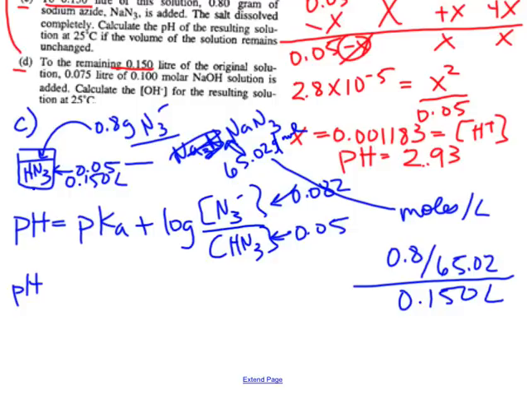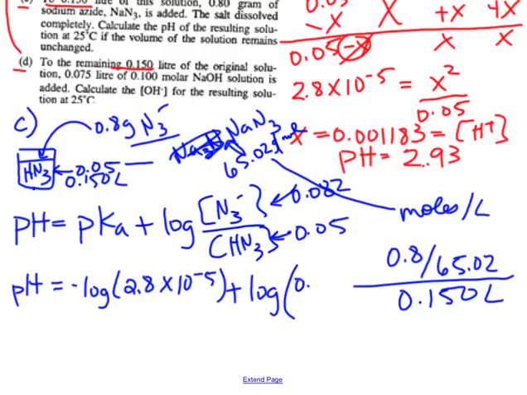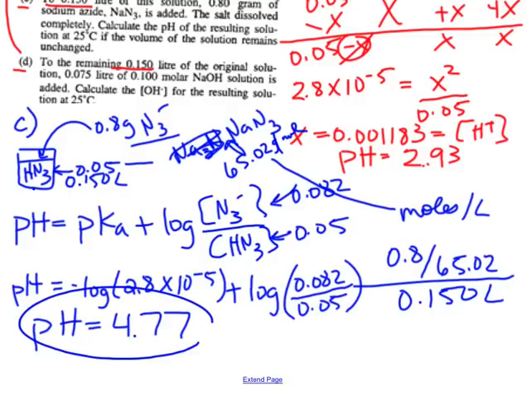pH is equal to the negative log of the Ka of 2.8 times 10 to the negative fifth plus the log of 0.082 divided by 0.05. So when I do this, and I hope I get it right so I don't lead you all astray, negative log of 2.8 times 10 to the negative fifth plus the log of 0.082 divided by 0.05, I end up getting a pH of 4.77. Yay! So that is part C.